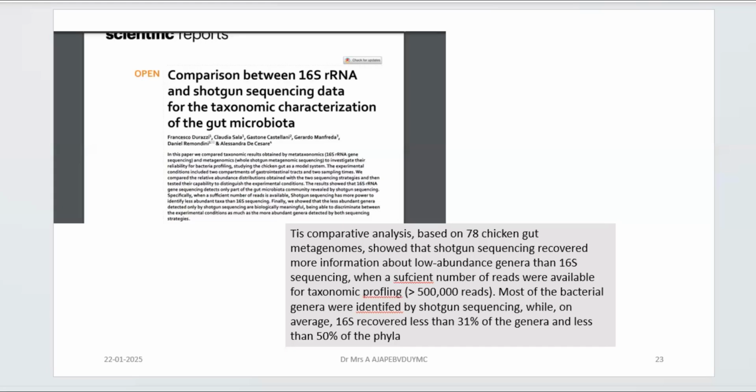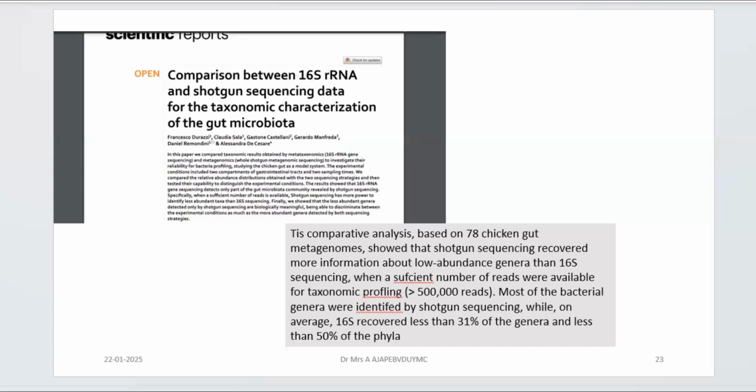So they had done isolation of DNA from those bacteria which are there in the gut, and then the DNA was extracted. It was analyzed for the 16S rRNA region, and then the information was collected. Similarly, they had done sequencing by shotgun sequencing, and data was collected.